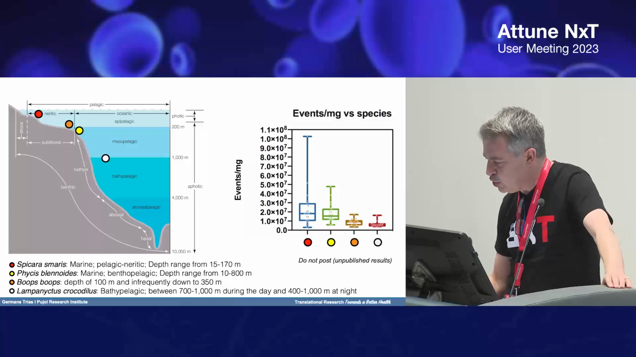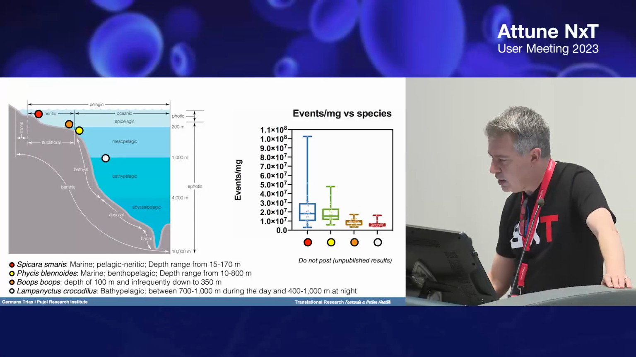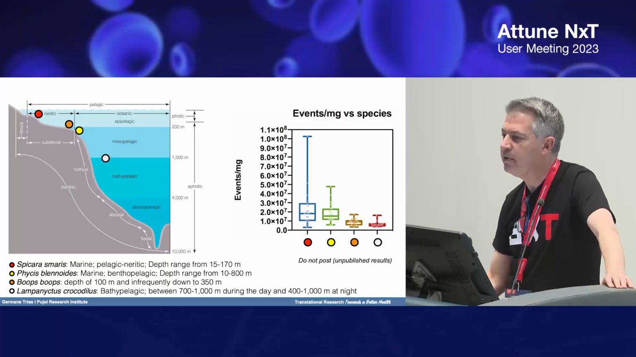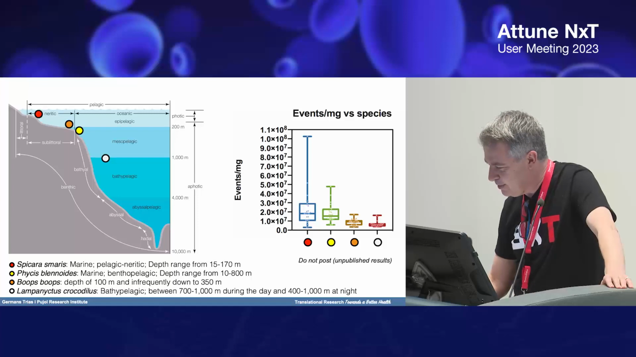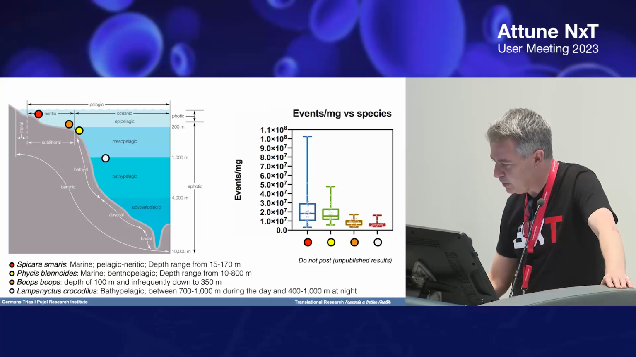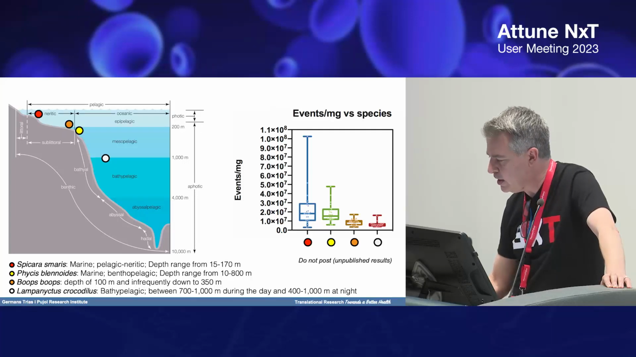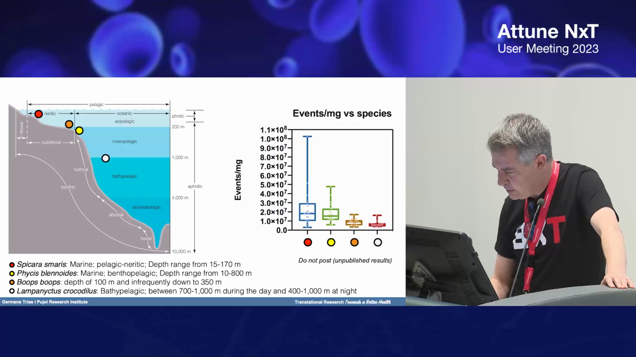And this is just to show you the plastic accumulation when we compare the events per milligram. When we go deeper in the ocean, in the sea, we will detect less accumulation of plastics. And when we are measuring the fishes in the coastal zone, we will have this increased amount of nanoplastics.